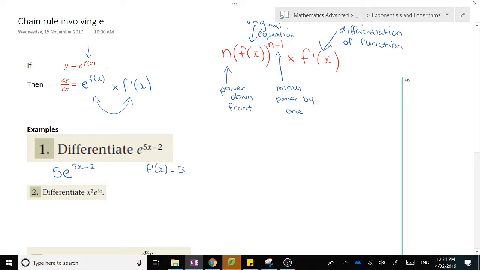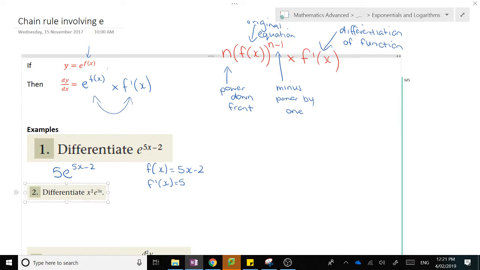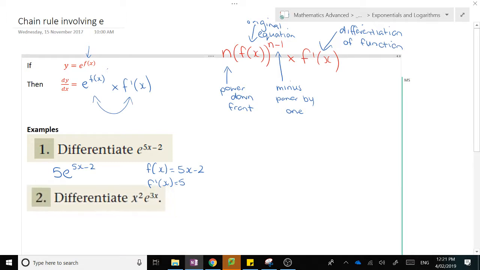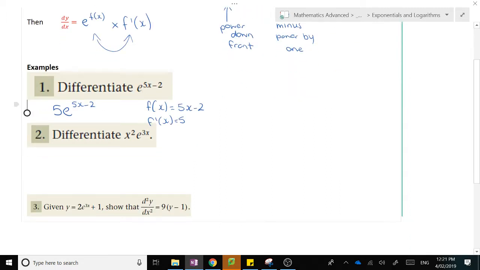I should probably write the function first. So the function of x is 5x minus 2. F dash of x is 5. Yeah? So we just take what we had before times by 5. Yeah? Do you feel okay with this so far? Alright, let's look at the next one. This one integrates product rule and chain rule all in the one go. Okay?